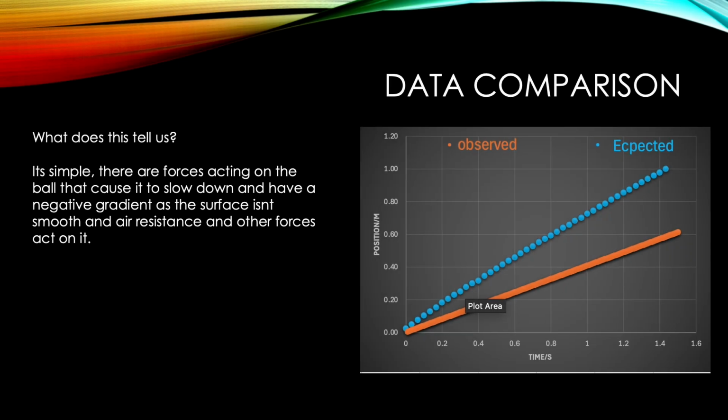What does this tell us? When I compare the data from GlowScript, which is the expected value, with the data from the Tracker app, which is what I observed, I realized that the Tracker app gave data that was below what was expected. Why was this? Well, it's simple. In nature, forces act on the ball. The surface is not smooth. As a result, the ball starts to slow down. We also have air resistance acting on the ball in the opposite direction of the ball's motion, causing it to slow down.